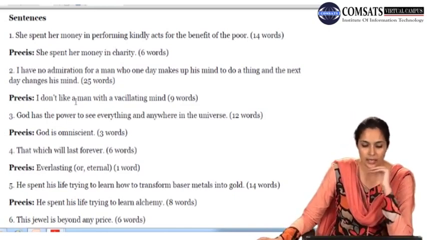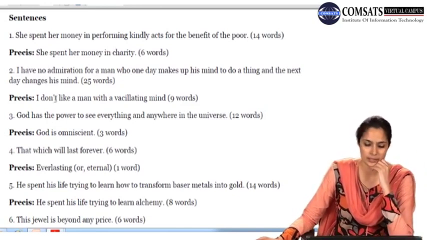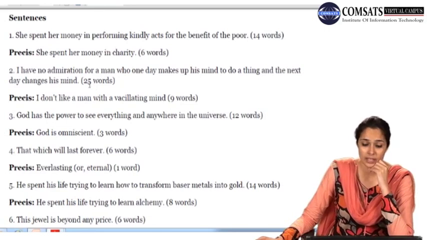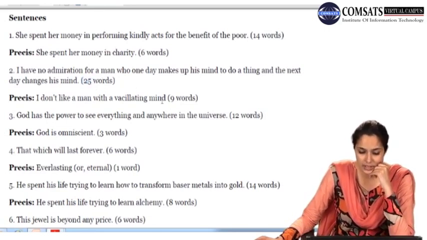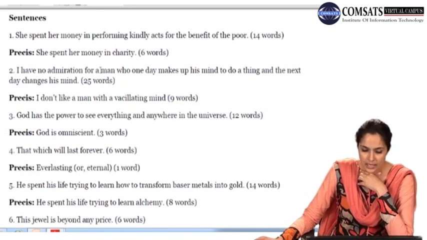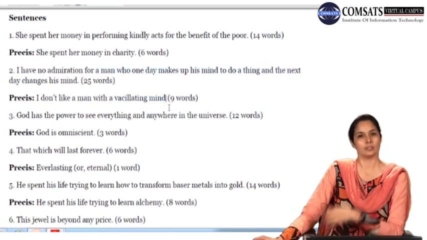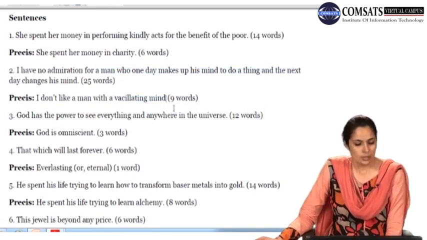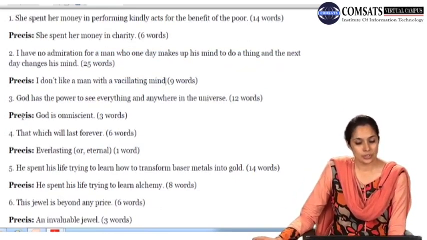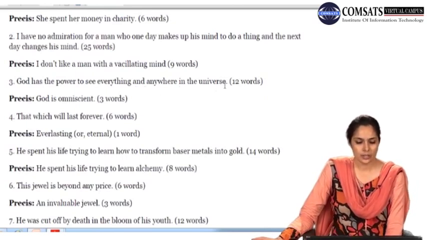So I have no admiration for a man को भी उन्होंने बहुत simple करके लिख दिया. I don't like a man with a vacillating mind. So 25 words को हमने सिर्फ 9 words में change कर दिया है. So यहाँ पर भी हमारे पास a man who one day makes up his mind to do a thing and the next day changes his mind के लिए एक word था, a vacillating mind, एक phrase, तो वो हमने substitute कर दिया. Number 3, God has the power to see everything and anywhere in the world, in the universe.